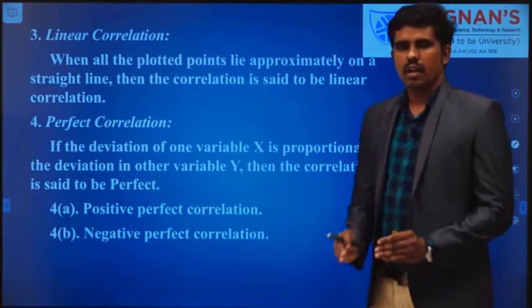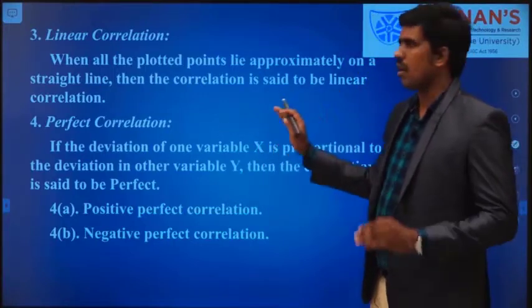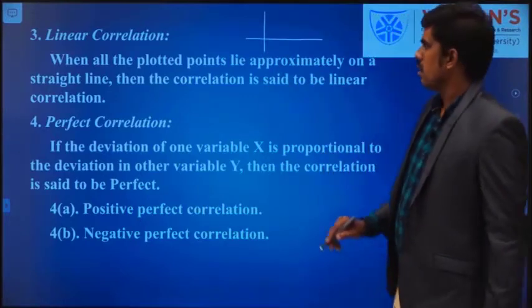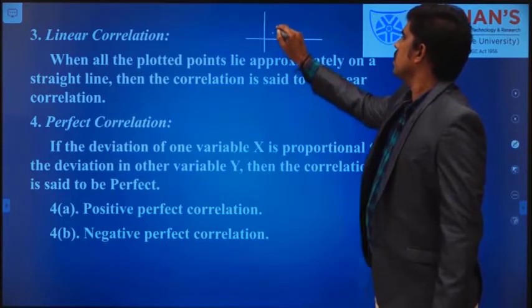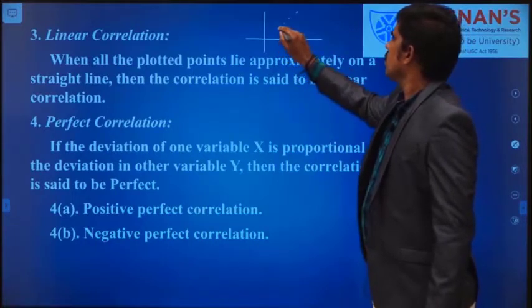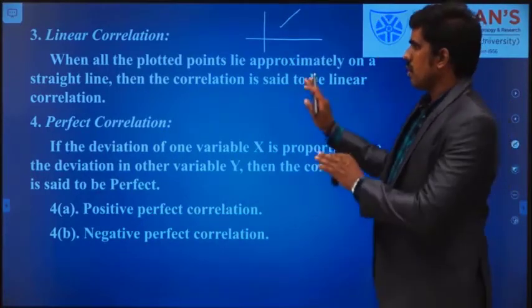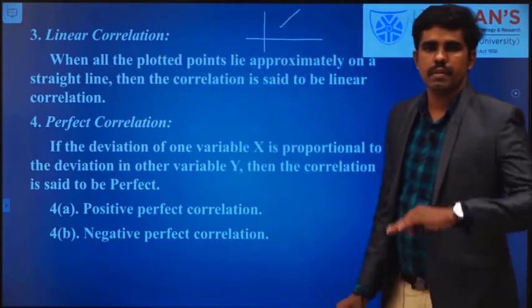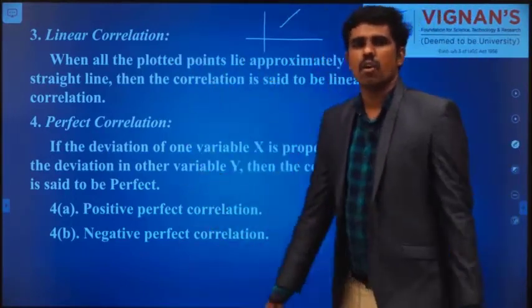Linear correlation, in a graph you can understand in an easy way. If you plot all the ordered pair points in a graph, you will get an approximately straight line, right? Suppose my first point is this, second point this, third point this. If you join all these, you will get a straight line. So if we have data points like this, then we say that the relationship between x and y is linear. The correlation is called linear correlation.